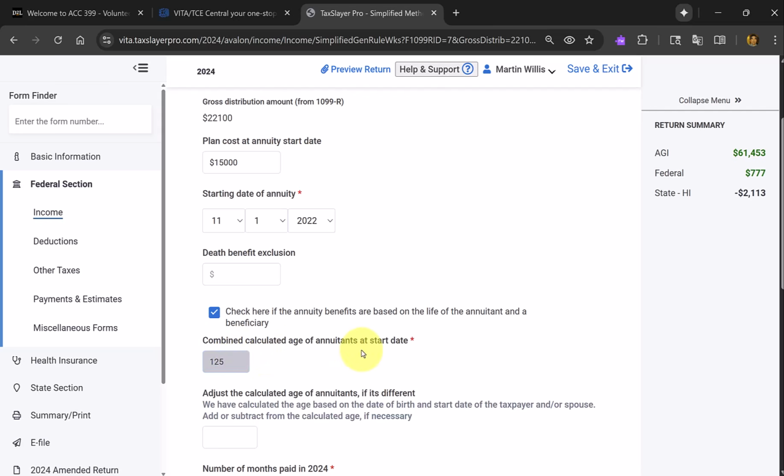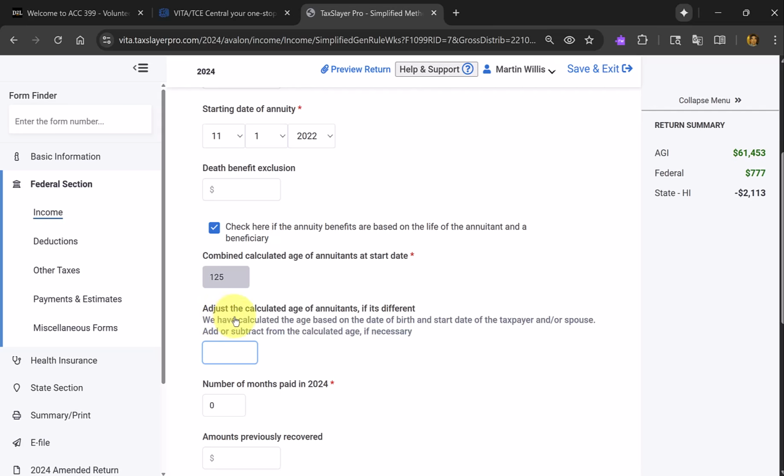Combined calculated ages at the start. So on this date, based upon the birth dates we've already entered back here in this basic information, the total of their ages was 125 years old. Again, not in the year 2024, 2025, but back here when they first started to collect Yvette's annuity, Yvette's pension. Adjust the calculated age of the annuitants if different. So I'm not going to do that. I'm assuming this is correct here.